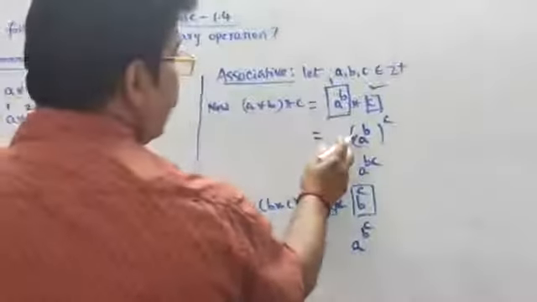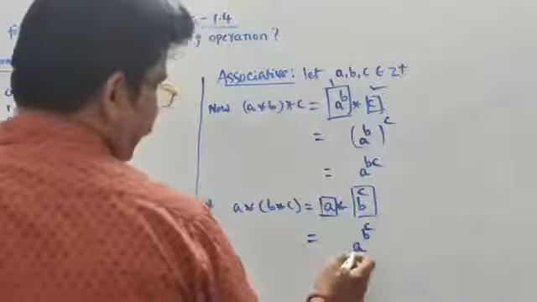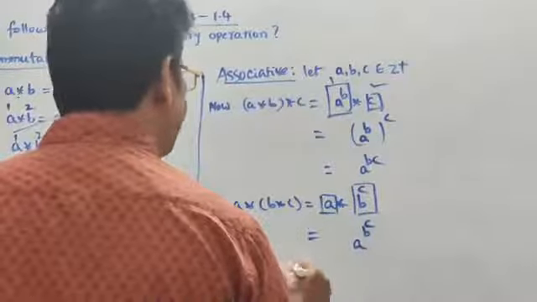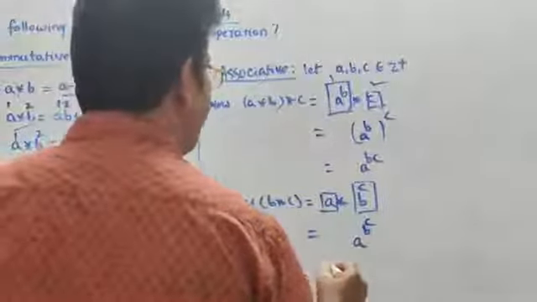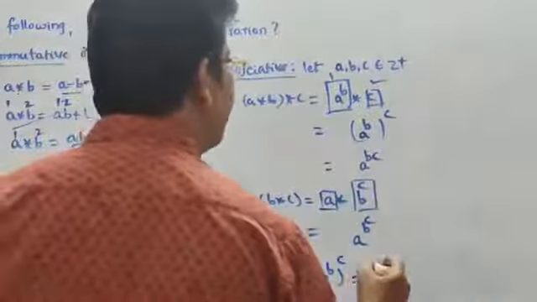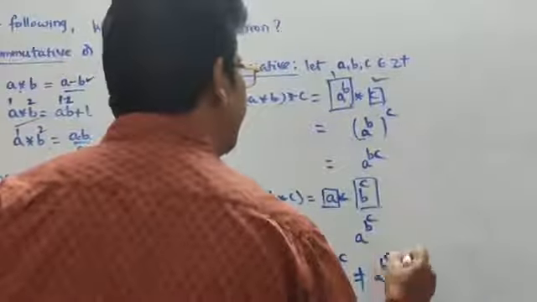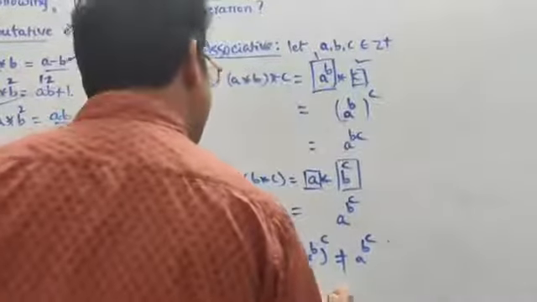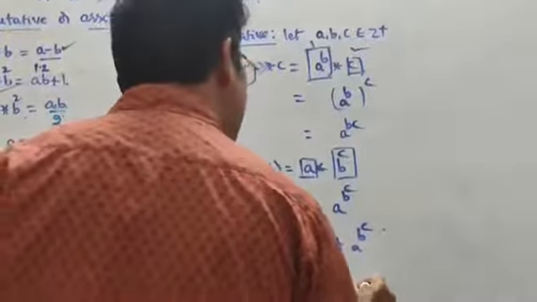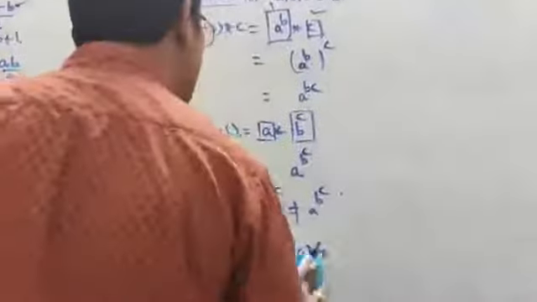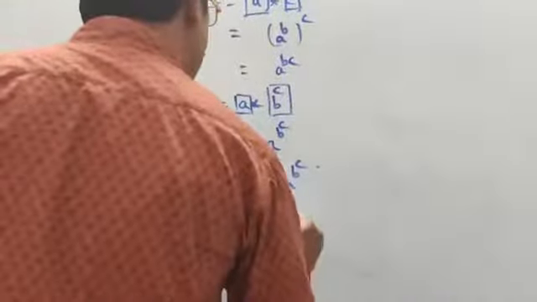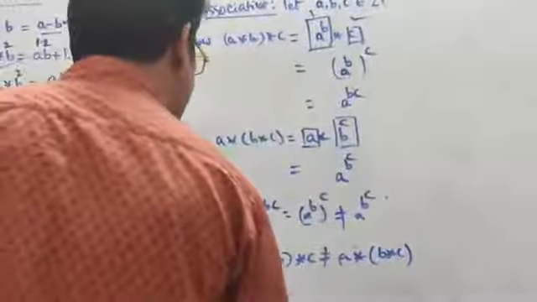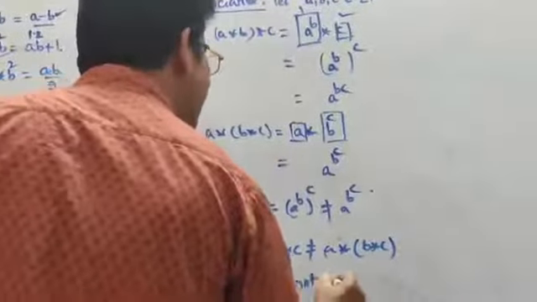Here, first element whole to the power of second element. Therefore A to the power of BC, or A to the power of B whole power C, is not at all equal to A power B power C. Therefore A star B star C is not equal to A star B star C. So star is not associative.